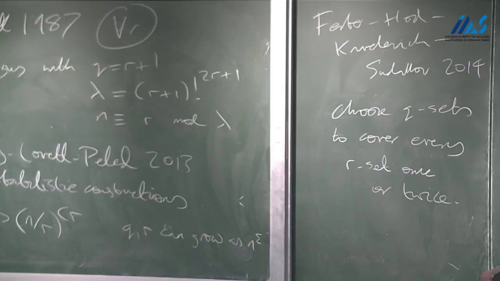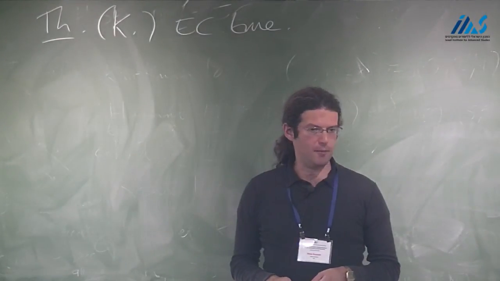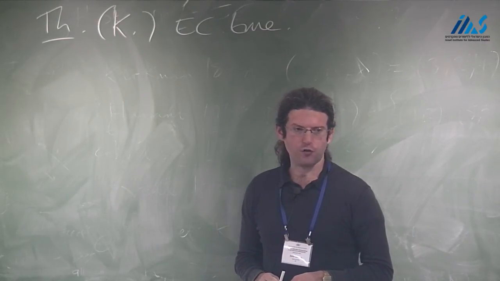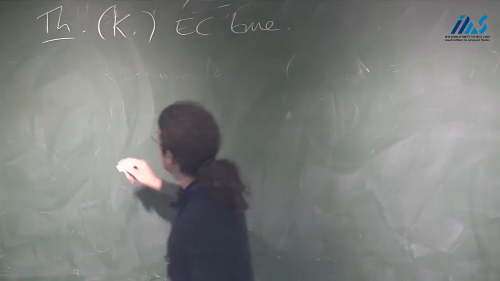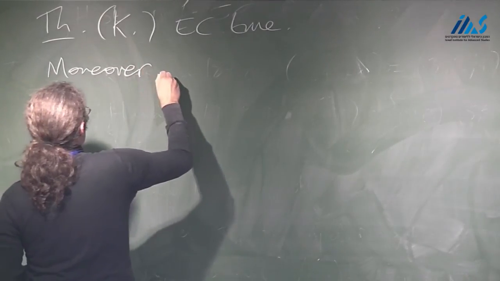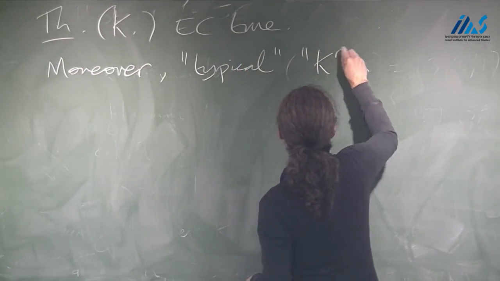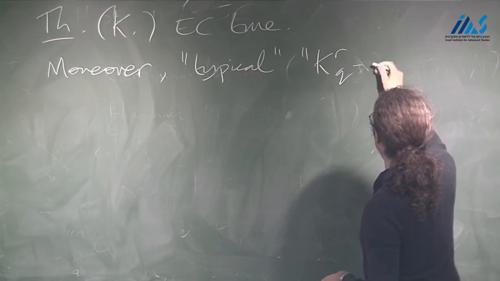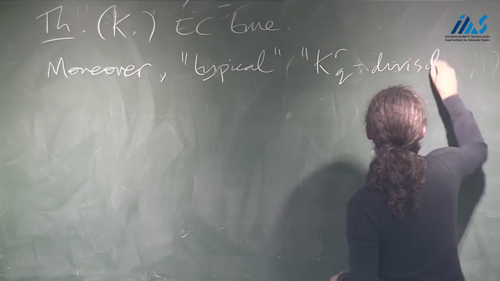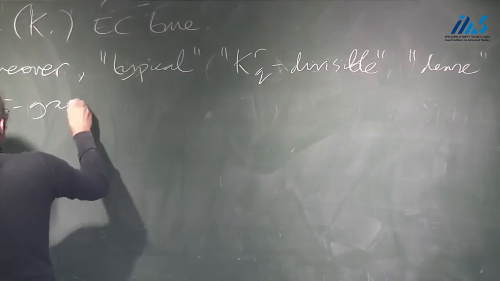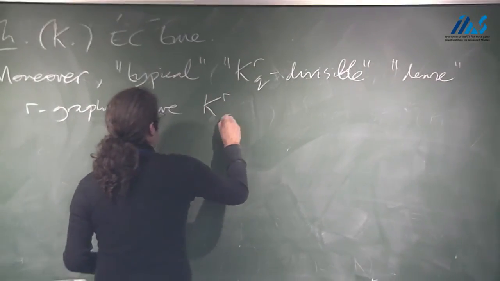Okay, so I've proved that the existence conjecture is true. The proof is via a more general result, which is a generalization of the results on triangle decompositions of typical tridivisible graphs that I mentioned earlier. So, typical K_r^q divisible dense r-graphs have K_r^q decompositions.